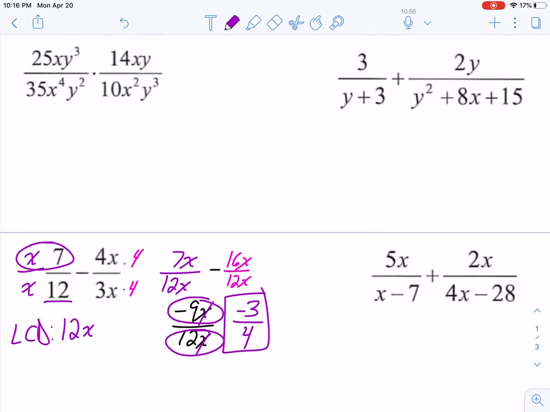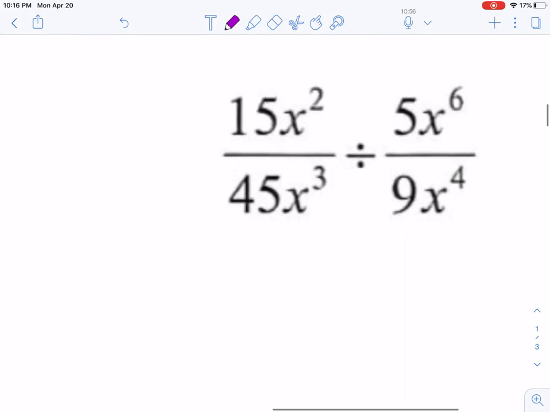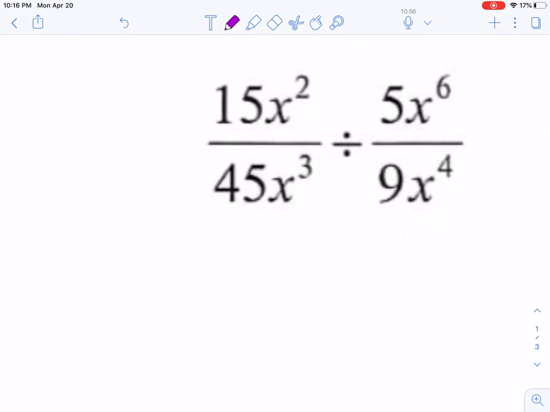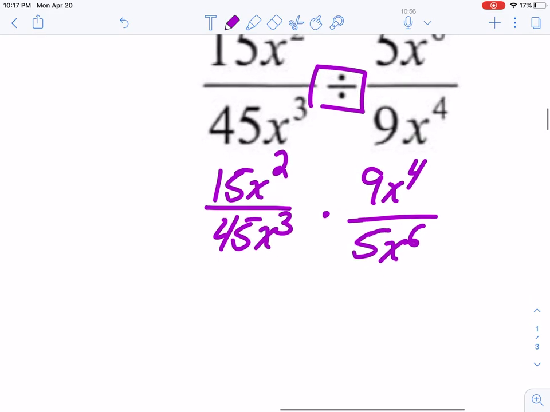Alright. So, jumping up here to a question like this. Alright, 15x squared over 45x to the third divided by 5x to the sixth over 9x to the fourth. The first thing we would recognize is it's a division sign. Alright, with a division, we're not finding the LCD. We're going to keep our first fraction the same. We're going to flip my second fraction, so the 9x to the fourth comes up top, and the 5x to the sixth goes down below, and I change my sign from division to multiplication.